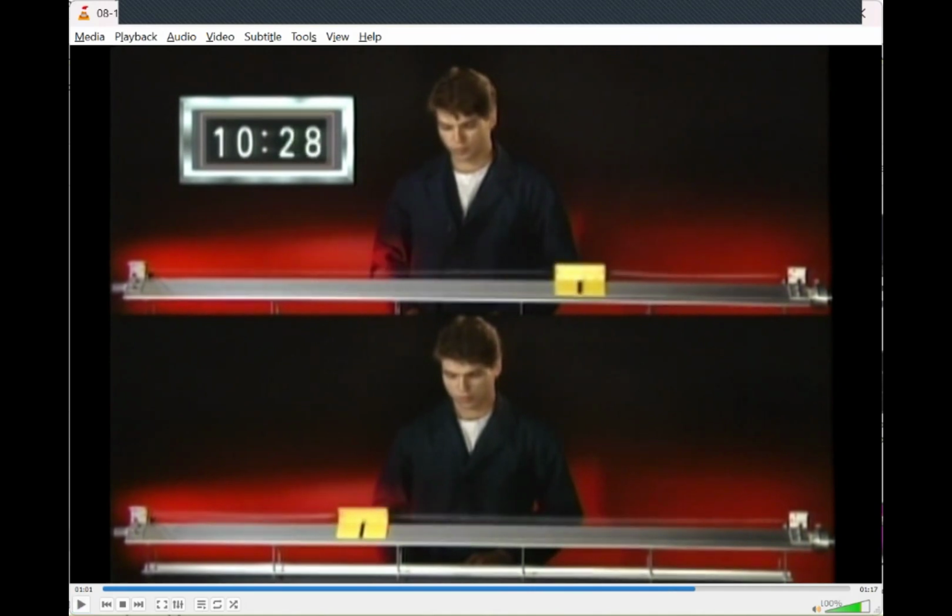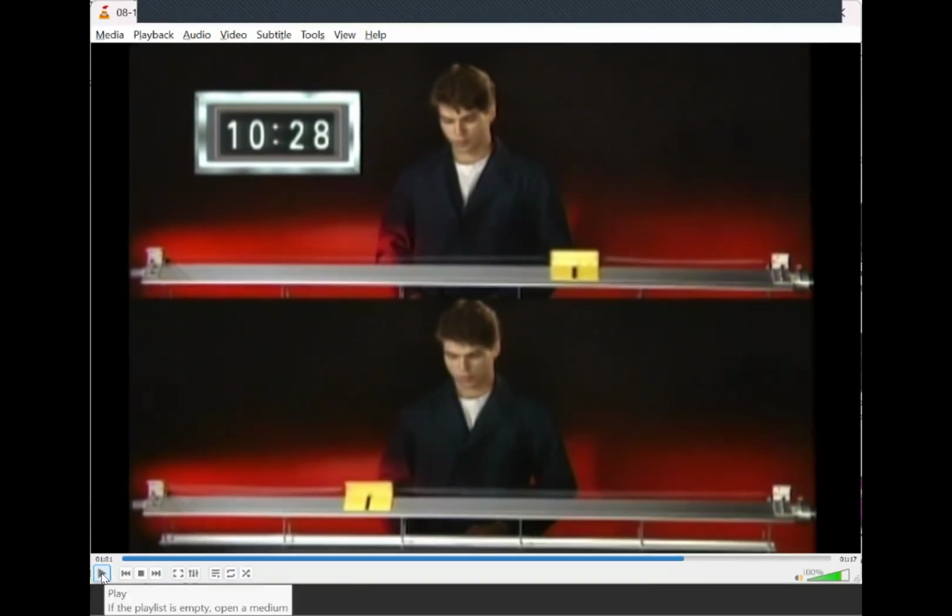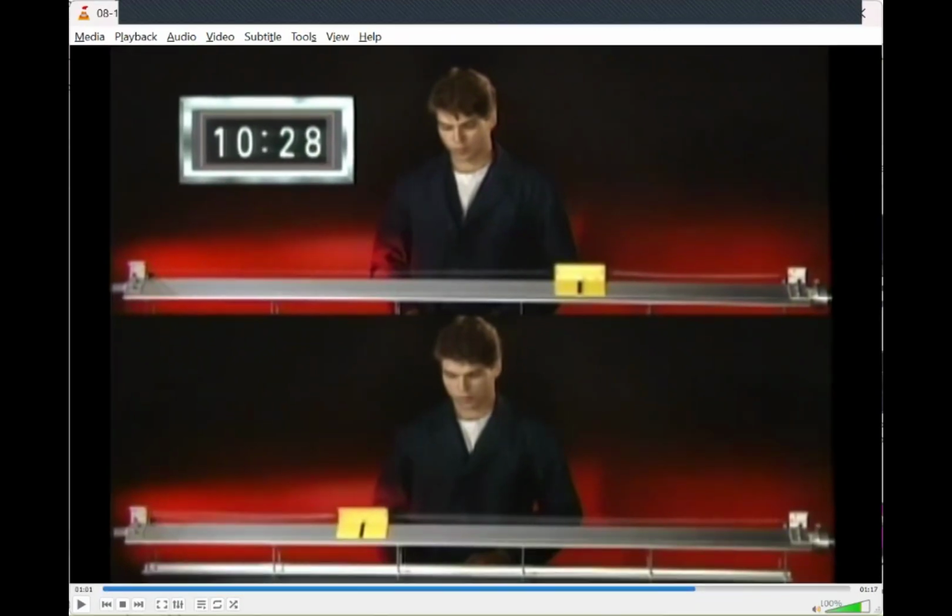So if you remember for springs, if you have two springs with the same spring constant, and these things have the same spring constant, and you combine them in parallel, it's as if you're adding the spring constants together.